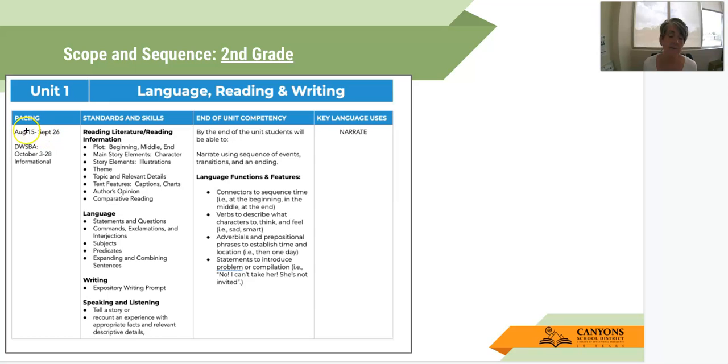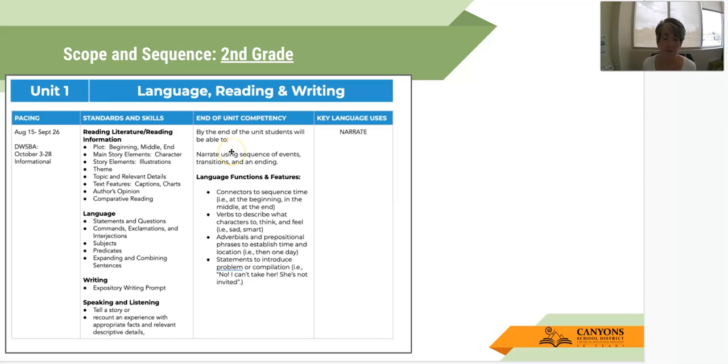So here you have your pacing guide. You'll see your DWSBA listed. You'll see your standards and your skills. So your standards are reading literature, reading information, commonly known as RL/RI, language, writing, speaking, and listening. And then you have, these are the skills that come straight from Wonders. At the end of the unit, you have what kids should be able to do.